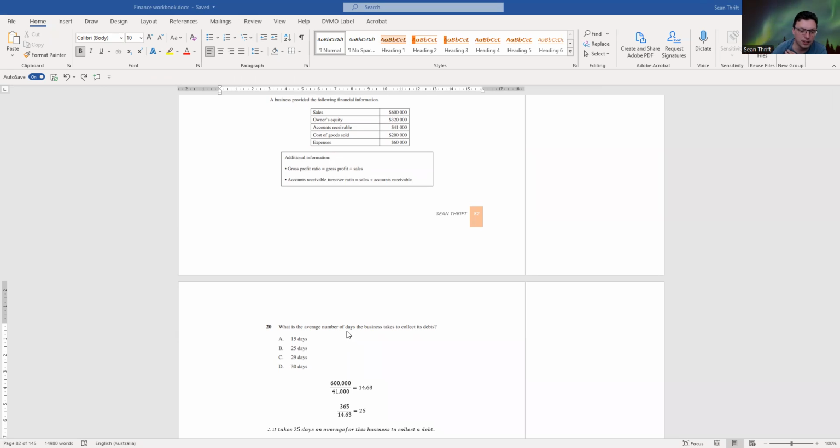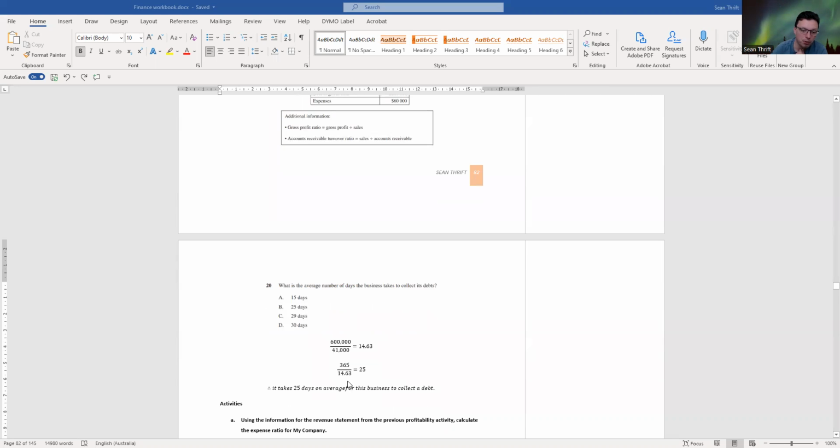The question is asking us, what is the average number of days it takes for the business to collect its debts? So basically, if a debt comes in for the business, how long will it take for that debt to be paid off? How long will the credit be extended for? Now, to get that, we have to take our previous answer of 14.63, and we're going to put that in the bottom of our fraction here. So 365, representing the number of days in the year, over 14.63.